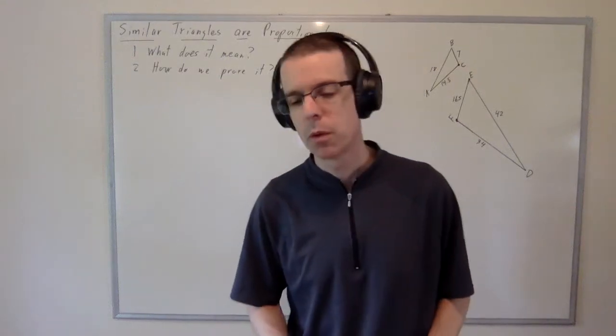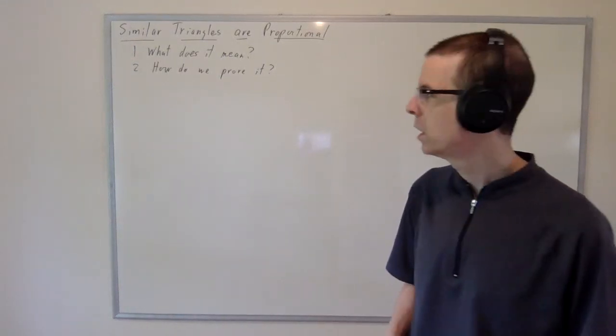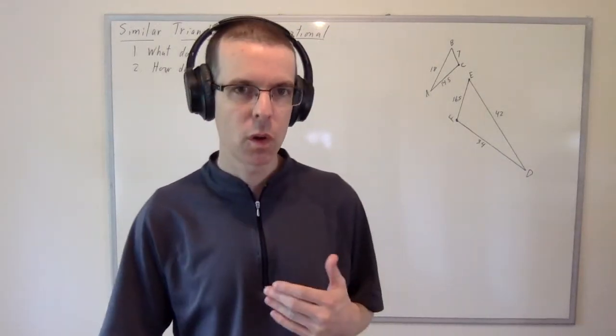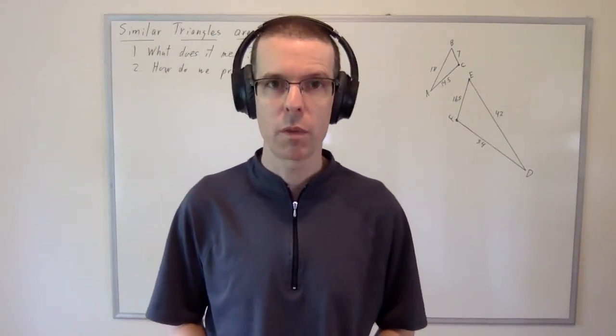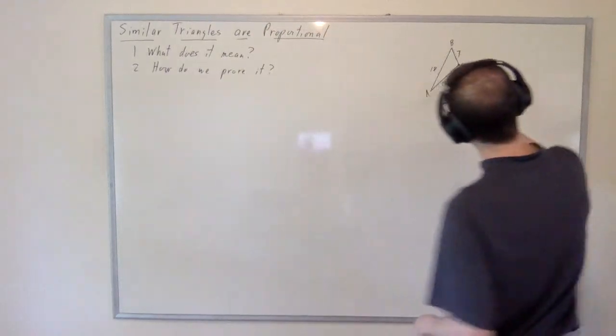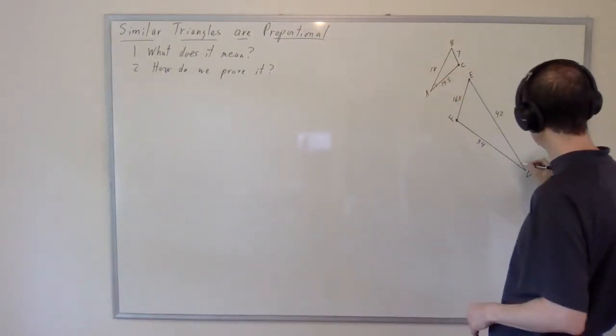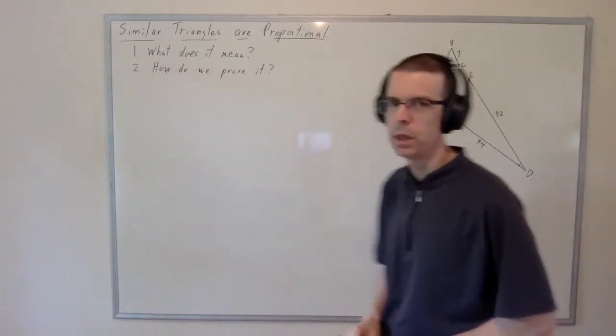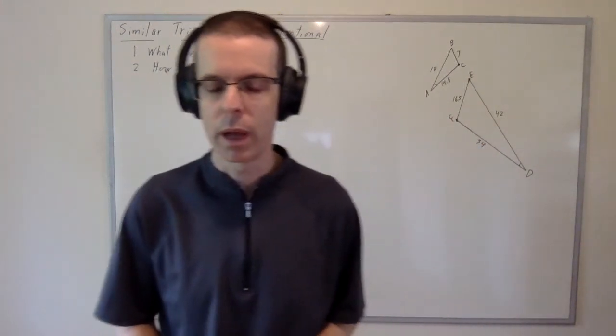Welcome back. Today we're going to prove the most important property of similar triangles, and that is their proportionality. So let's start with what this means. First of all, triangles are called similar when they have equal angles. So in this figure, angle A matches angle D, angle F matches angle C, angle E matches angle B. So similarity is a statement about angles.